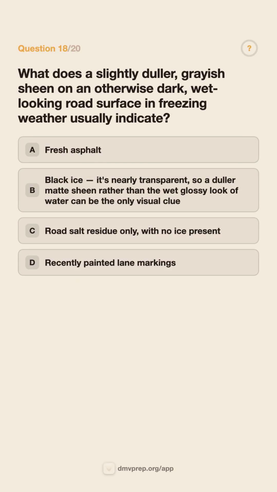Question 18. What does a slightly duller grayish sheen on an otherwise dark, wet-looking road surface in freezing weather usually indicate? A. Fresh asphalt. B. Black ice. It's nearly transparent, so a duller matte sheen rather than the wet, glossy look of water can be the only visual clue. C. Road salt residue only with no ice present. D. Recently painted lane markings.